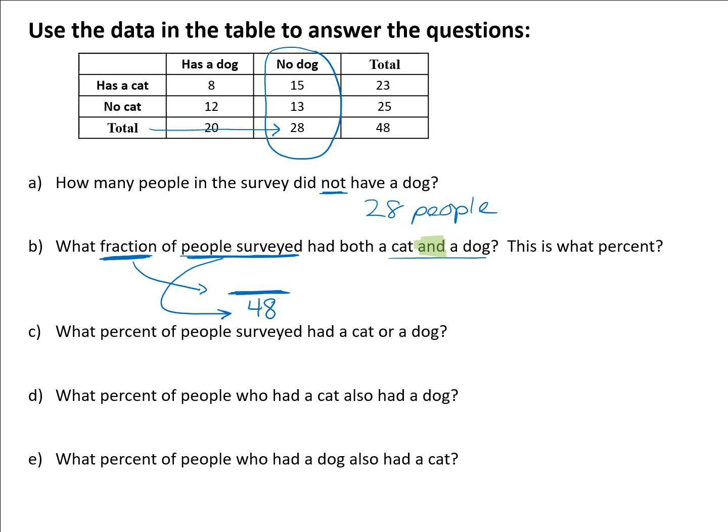Now our numerator is going to be related to who had both a cat and a dog. If we go up to our table, we would look at where we have the dog column overlapping with the cat row. So that would be 8 people. So we have 8 people out of 48. That's the fraction of people who had in the numerator a cat and a dog, and in the denominator out of the total.